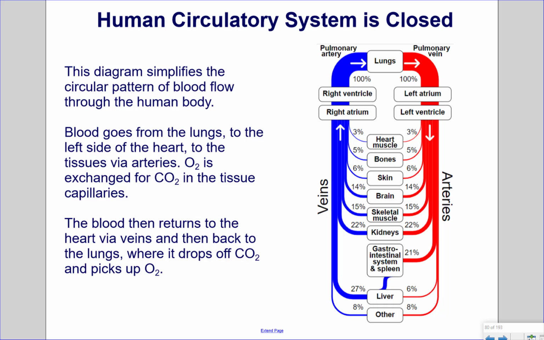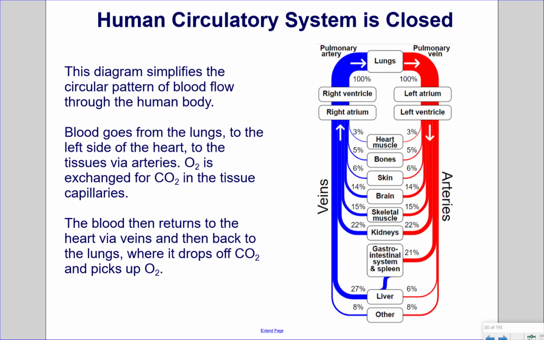Human circulatory system is closed. This diagram simplifies the circular pattern of blood flow through the human body. Blood goes from the lungs to the left side of the heart to the tissues via arteries. Oxygen is exchanged for carbon dioxide in the tissue capillaries. The blood then returns to the heart via veins and then back to the lungs, where it drops off carbon dioxide and picks up oxygen.